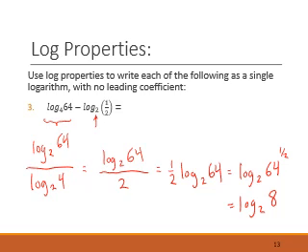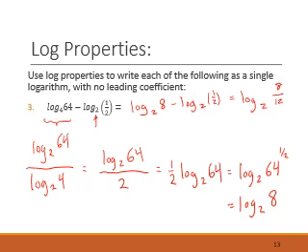So we just found out that that first logarithm is equivalent to log base 2 of 8. And now notice, now you've got two logarithms with the same base. And since they have the same base, now you can use the log properties. So this is 8 divided by, that was 1/2. And 8 divided by 1/2 is 16. There's your single logarithm with no leading coefficient.